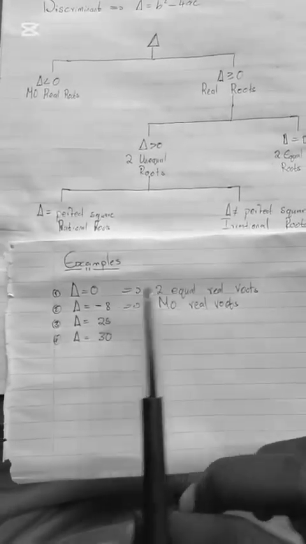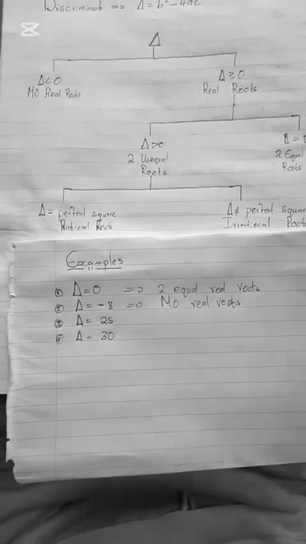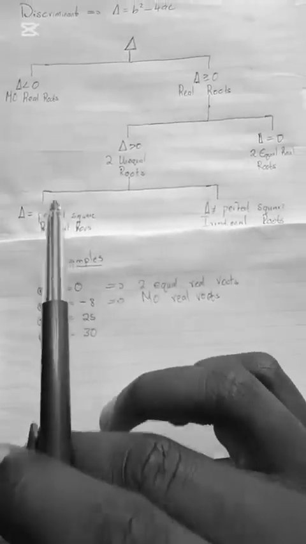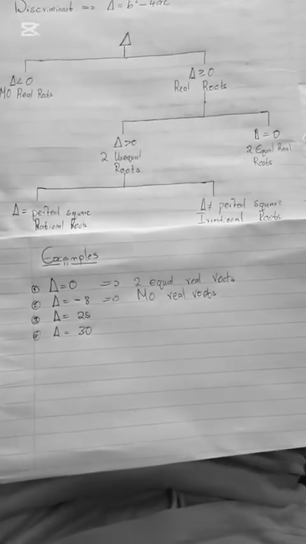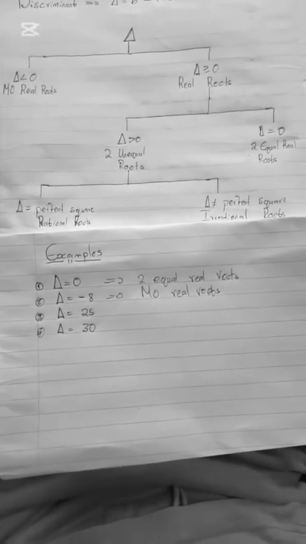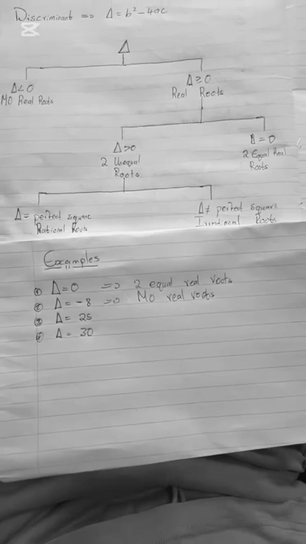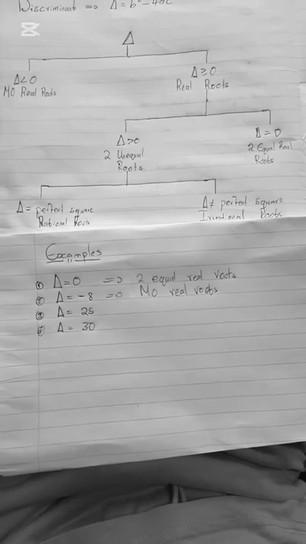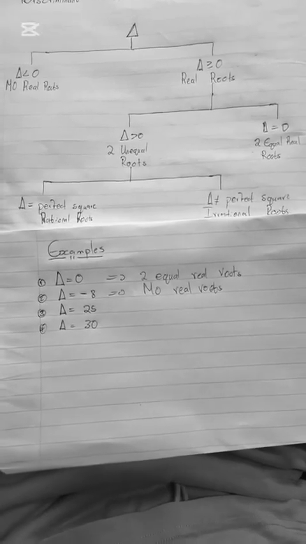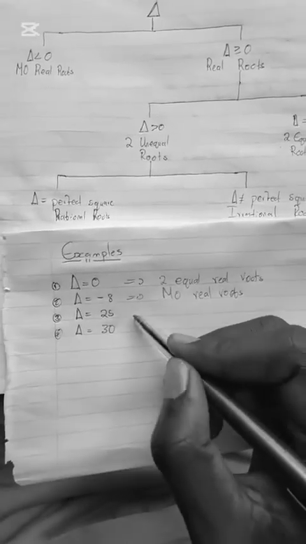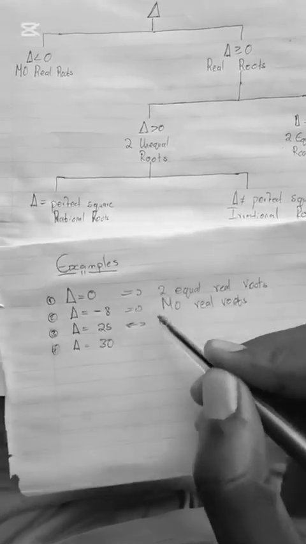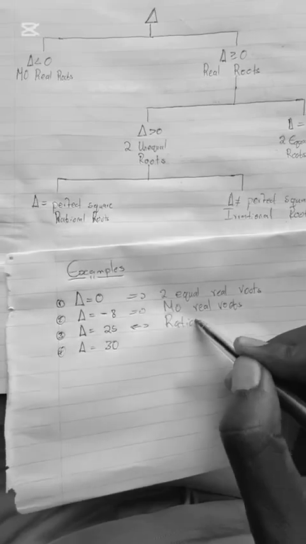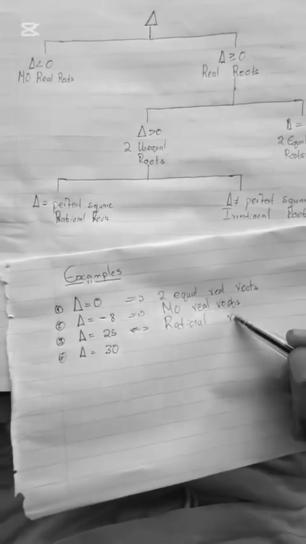Remember that 25 is a perfect square, so we are going to take this root. A perfect square is a number obtained by multiplying an integer by itself, and when we multiply 5 by itself, we get 25. So we can conclude that the nature of the roots here is rational roots.